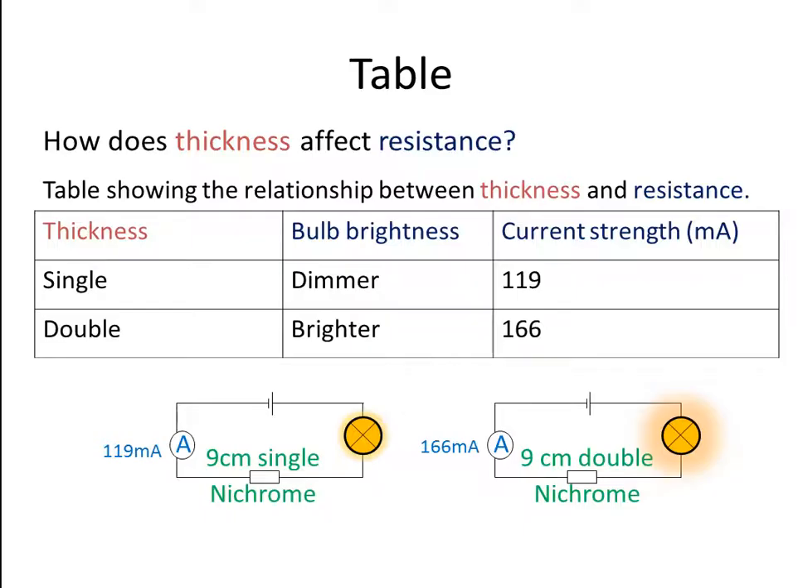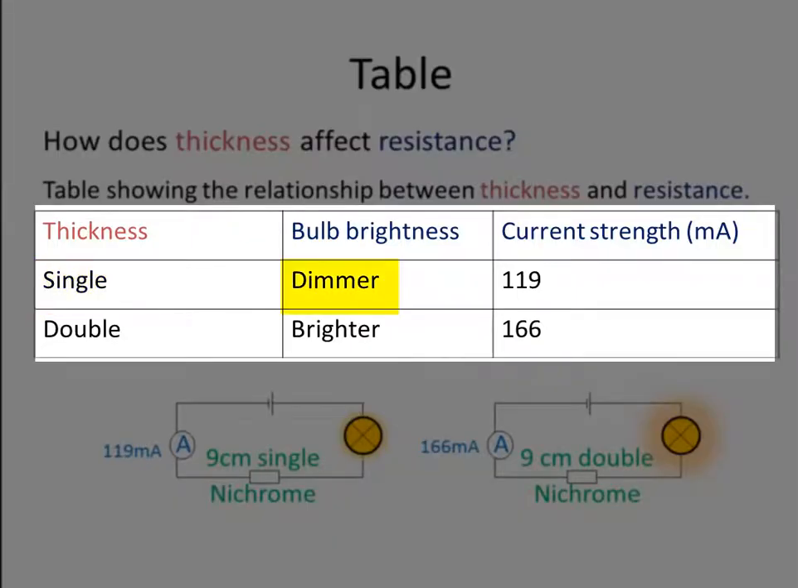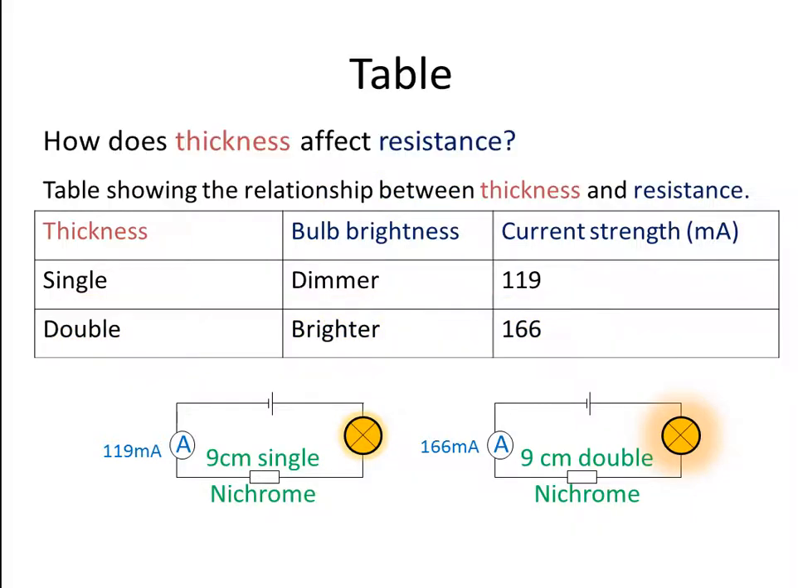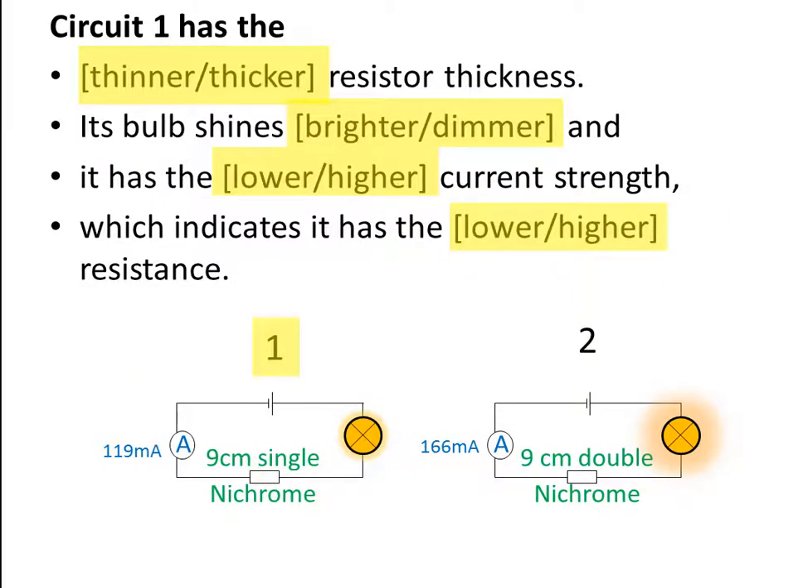So we record our data here. Single thickness, dimmer, 119 milliamperes. Double thickness, brighter, 166 milliamperes. What do you see? The thicker wire has a brighter bulb and a higher current strength. What does that tell you about the thicker wire? Is the thicker wire more or less resistant than the thinner wire? To help you to think through everything carefully yourself, pause the movie while you answer these questions.